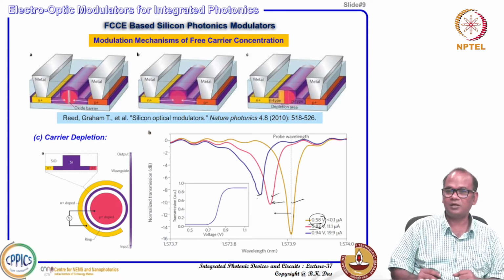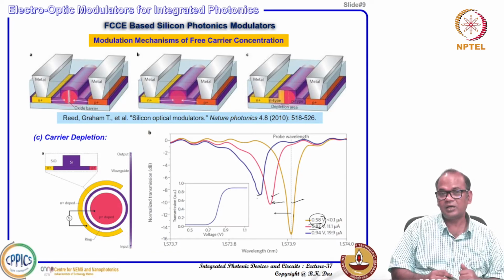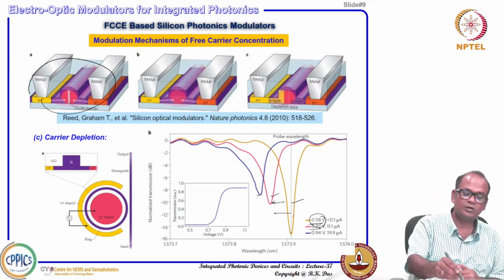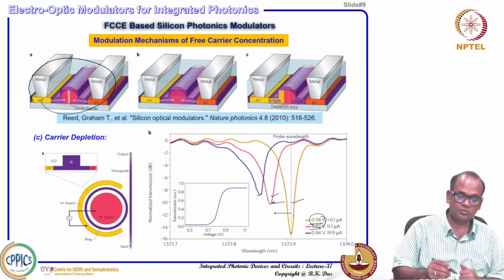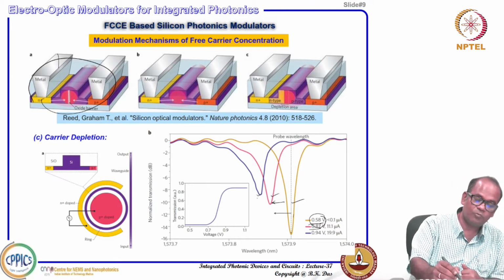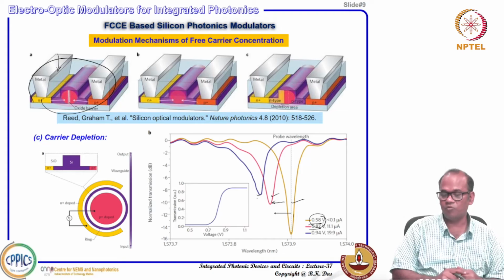When I explained the first demonstrated gigahertz speed modulator, the accumulation type with this type of structure, we showed that the required voltage, this VD here, whatever voltage you are giving, is in the order of 10 volts or so.